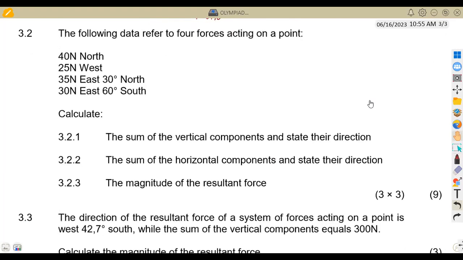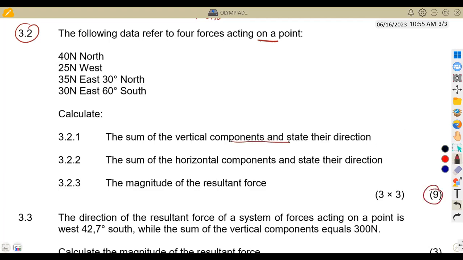On question 3.2, we are given the following data, which refers to four forces acting at a point. So given coplanar forces acting at a point, calculate the sum of the vertical components and state their direction. Also, the sum of horizontal components and also state their direction, and the magnitude of the resultant force. That is 9 marks for everything.